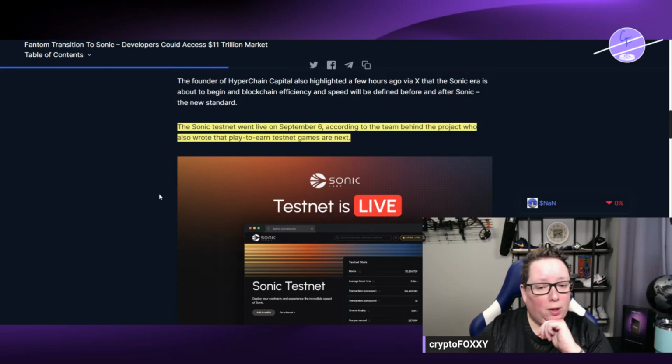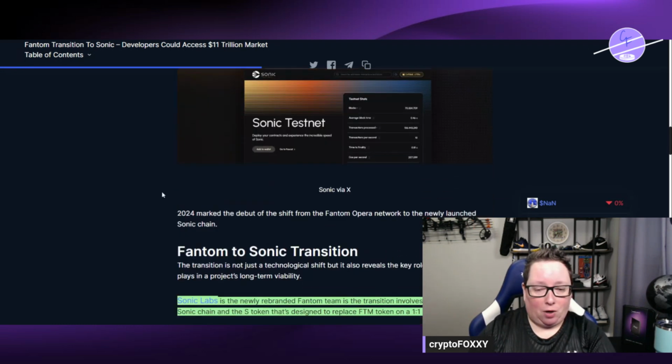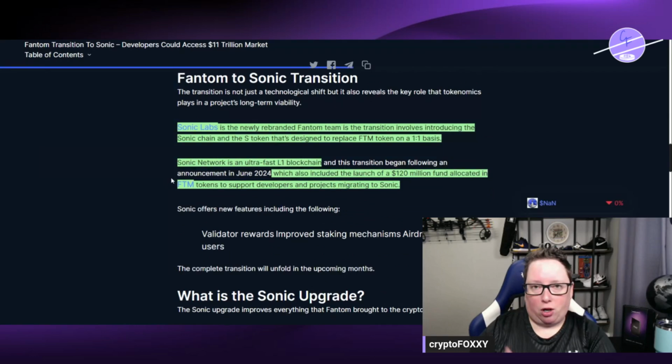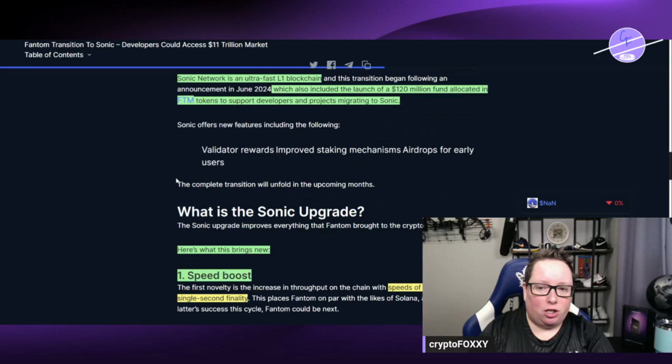The Sonic testnet also went live on the 6th of September, according to the team behind the project, who also wrote that the play-to-earn testnet games are next. Obviously, they are shifting to this new Sonic network, newly rebranded from the Fantom team, and the transition involves introducing the Sonic chain and the S token that is designed to replace the Fantom FTM token on a one-to-one basis. Sonic network is an ultra-fast layer one blockchain, and the launch also included a $120 million fund allocated in FTM tokens to support developers and projects migrating to the Sonic network. So they're bringing in developers by offering some incentives, which is a really smart idea.